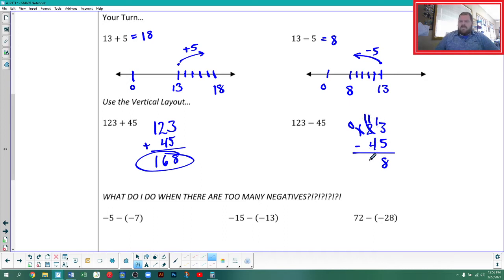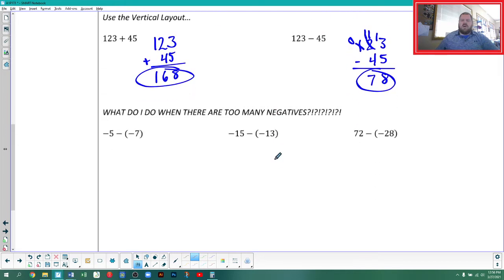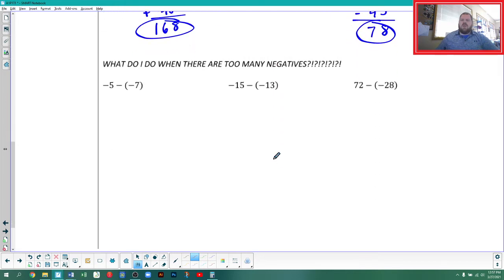And 11 minus 4 is going to give us 7. So we have 78 for that one. Okay, and that's fine, and most people are okay with those, but we also want to talk about some problems with some more negatives. So what do I do when there are too many negatives? A couple rules come into play here.